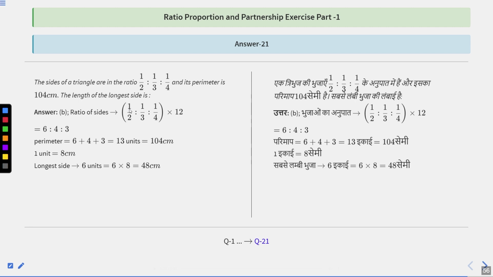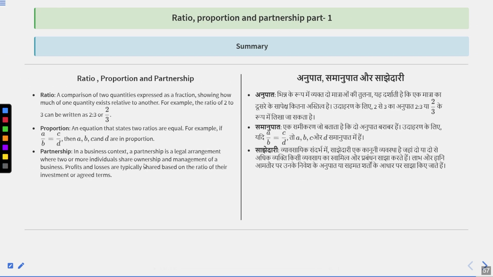The ratio of sides has been given in fraction form. So we convert into integer form. We take the LCM of 2, 3 and 4, which is 12. We multiply it into all these ratios. From the fraction ratio, we get the integer ratio, which is 6:4:3. Now the question says the sum of these units equals 104. So when we add them, we get 13 units, which equals 104 centimeters. So the value of 1 unit equals 8 centimeters. Now the longest side is 6 units. We multiply 6 by 8, which becomes 48 centimeters. Clear? Now let's summarize today's lecture.